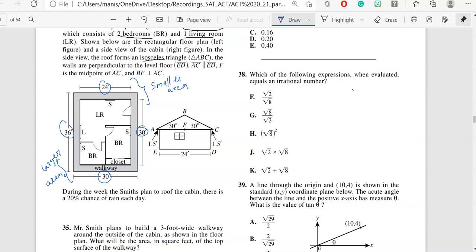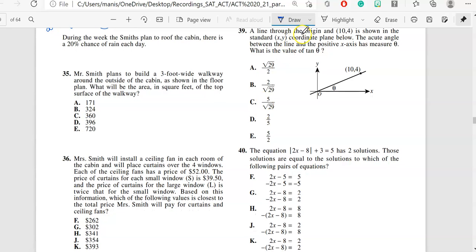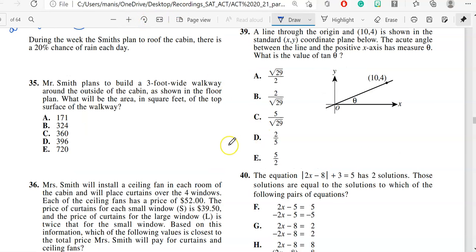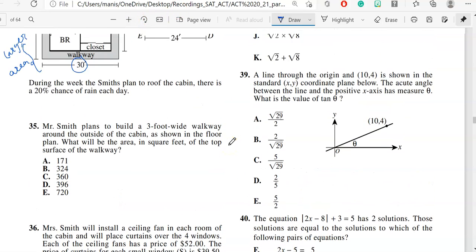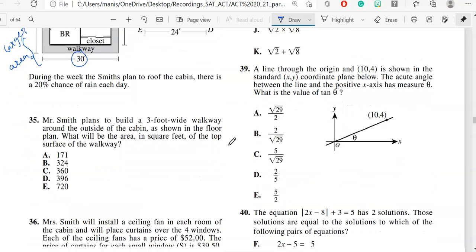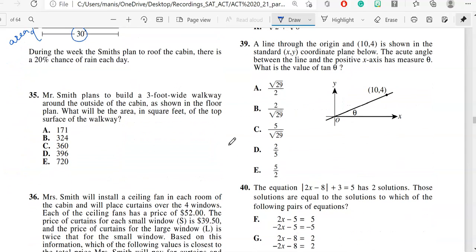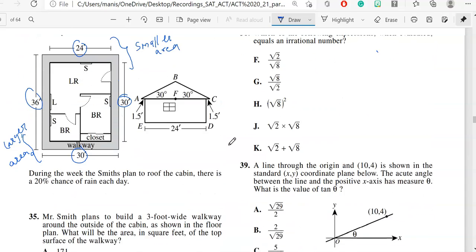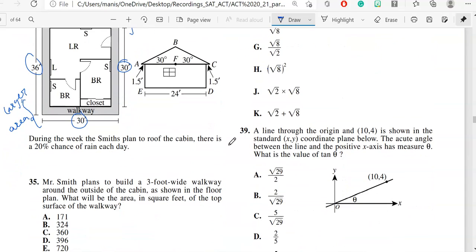All right, so let's read our questions and then we go from there. Question number 35, it says, let me scroll down. Mr. Smith plans to build a 3-foot wide walkway around the outside of the cabin as shown in the floor plan. I can see that. What will be the area in square feet of the top surface of the walkway? So they need to find the top surface.